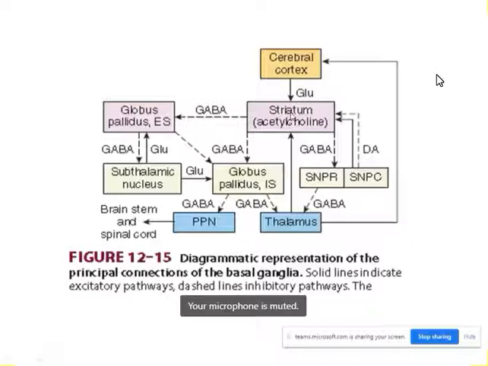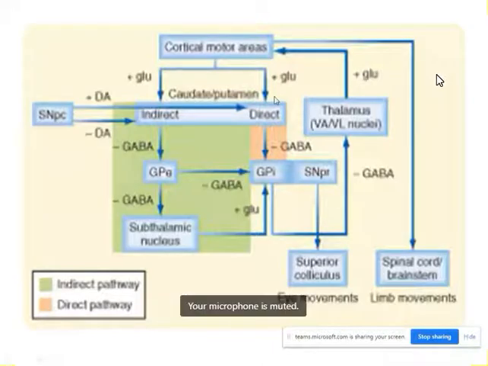Now, if you look here, this is the projection that I already told you about: the corticostriatal pathway, and it will produce glutamate. Glutamate is excitatory. Now let us discuss firstly the direct pathway, okay? Let us discuss the direct pathway first, then I will discuss the indirect pathway.